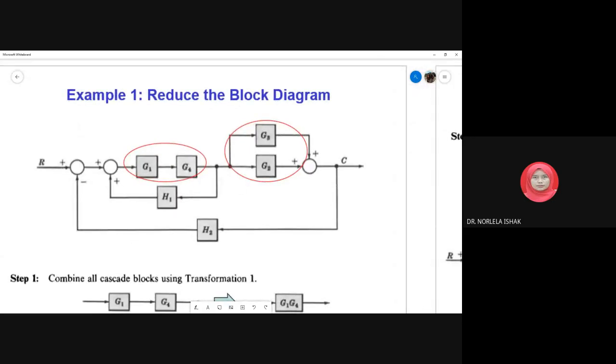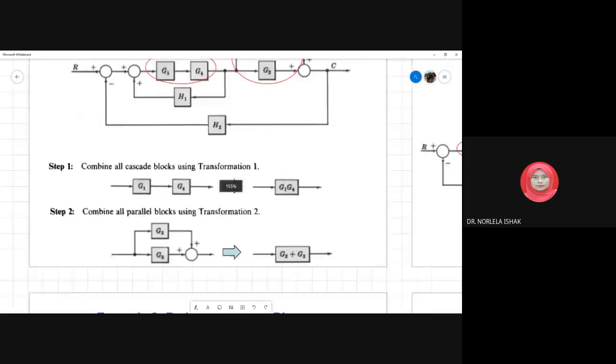Yes, so you can combine. Okay, this is the cascade connection. How about G2 and G3? What type of connection? G2 and G3 are parallel. Okay, this is a parallel. And then you can solve cascade and parallel first. Okay, we solve cascade and parallel.